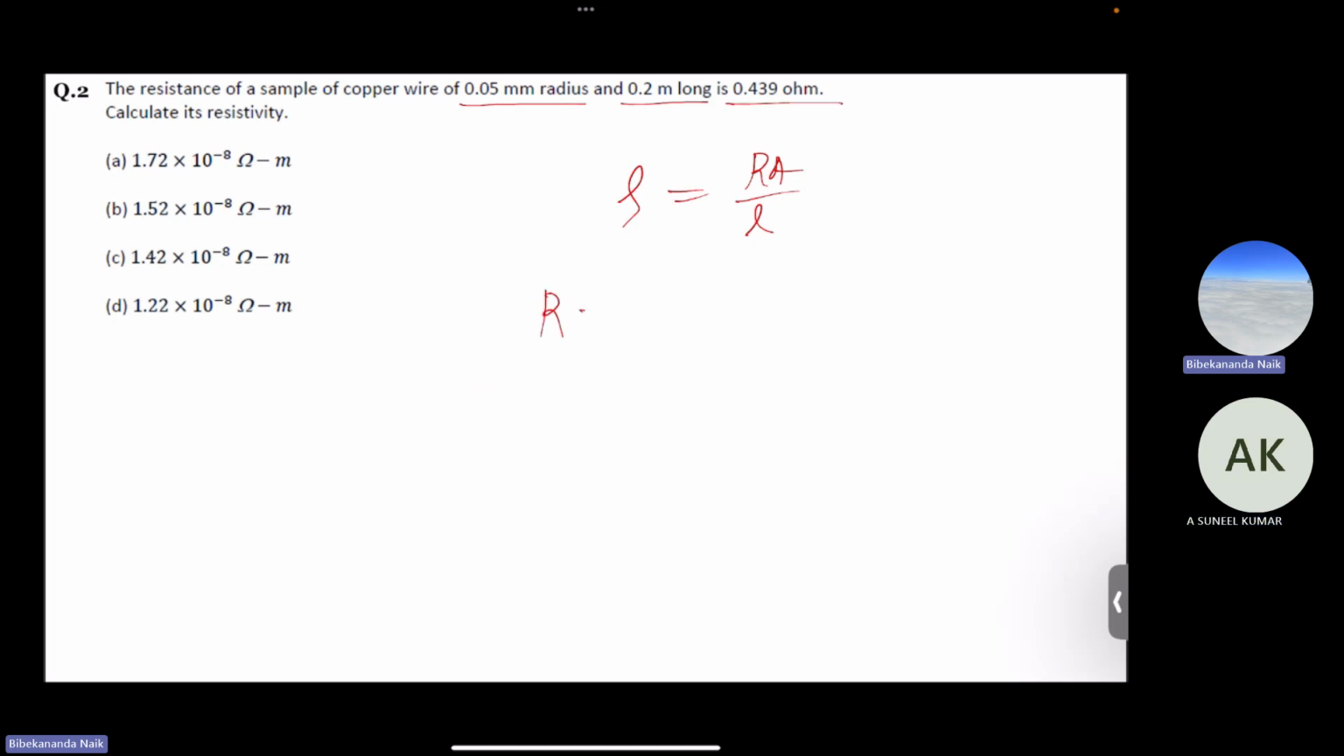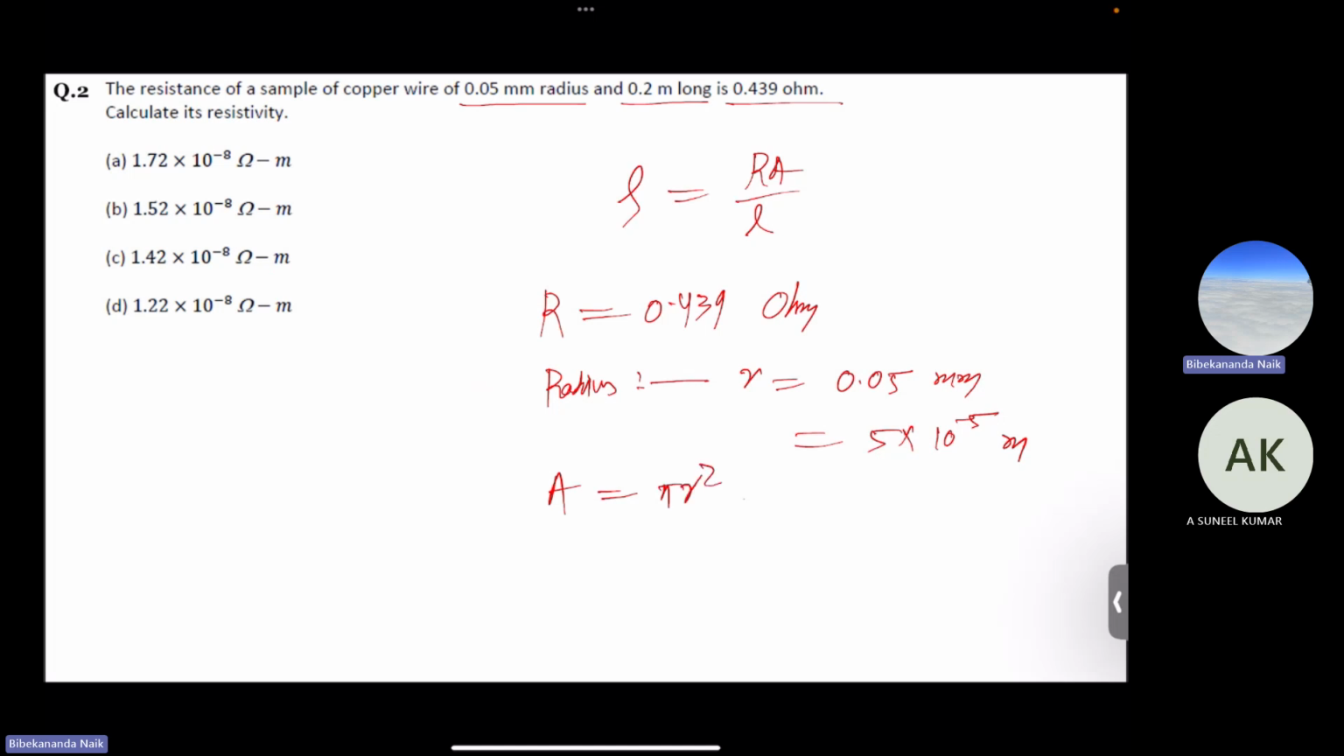So R is 0.439 ohm. Since the radius is known, we can calculate the area, the cross sectional area. The radius small r is 0.05 mm, which is 5 into 10 to the power minus 5 meter. Then cross sectional area A will be pi r square.